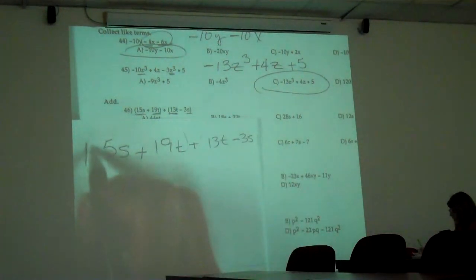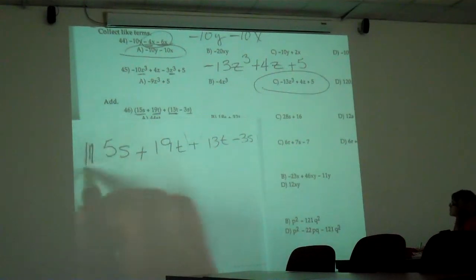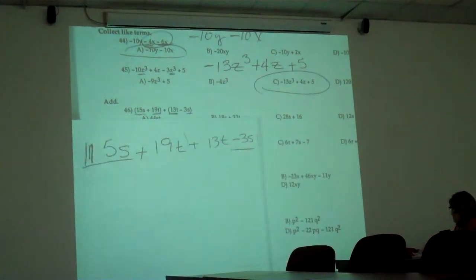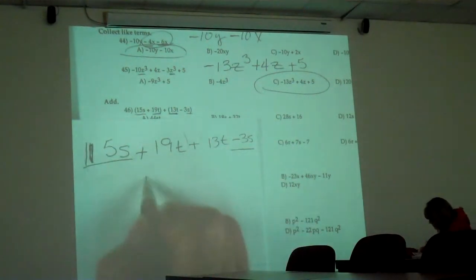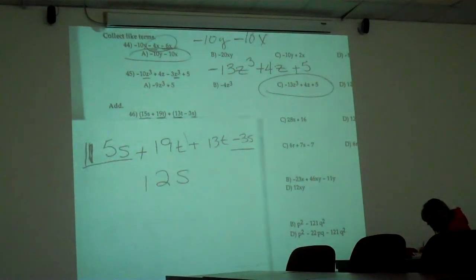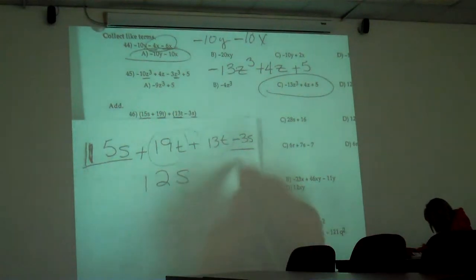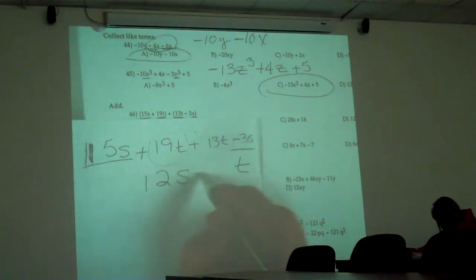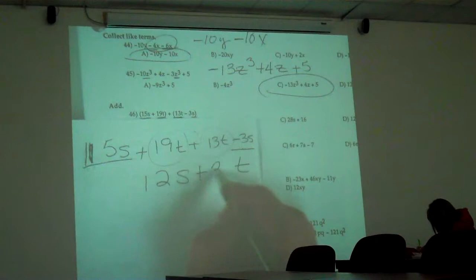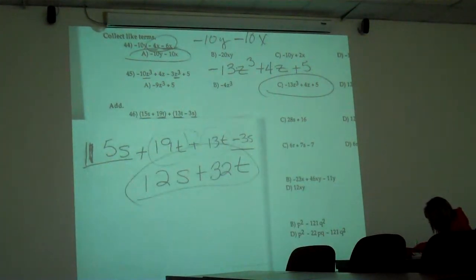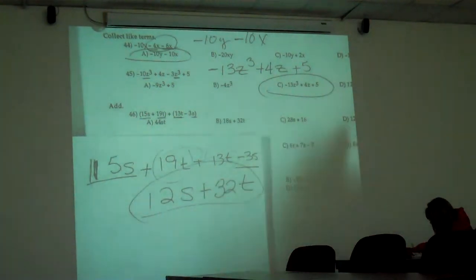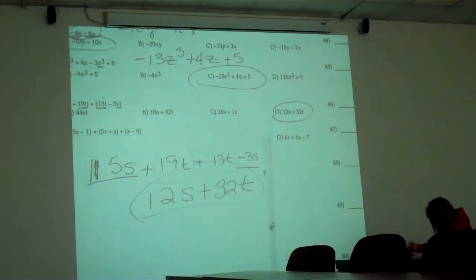Okay, let's add the s's first. 15s and negative 3s. 15 minus 3, 12s. Okay, 19t plus 13t. 19 plus 13, 32t. It's as far as you can go. They're not like terms now. So you have 12s plus 32t.